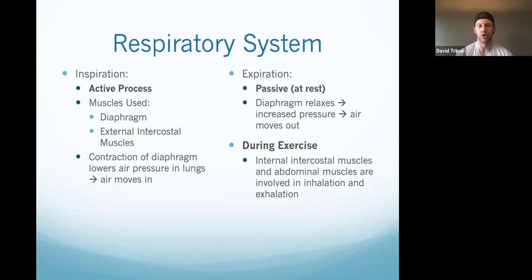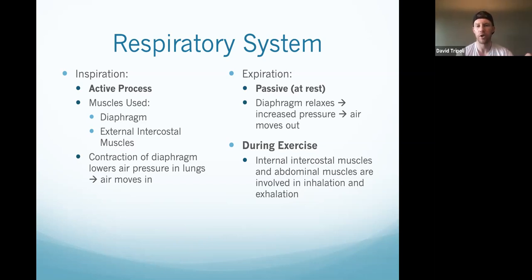Now, the contraction of the diaphragm lowers the air pressure in the lungs, so air moves in. So the reason they call this an active process, one, is because you're using muscles, but really there's a change in gas pressure. So this idea that you choose to breathe is a little different. What essentially has happened is, after I exhale, there is more pressure outside than inside, which is why air comes back in. So it's under our control, but it's also not. There's a reason why air goes in only to a certain extent.